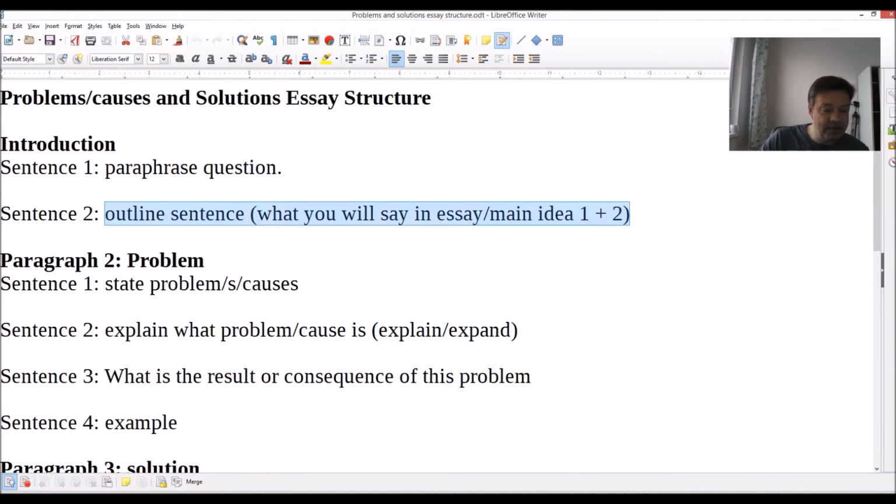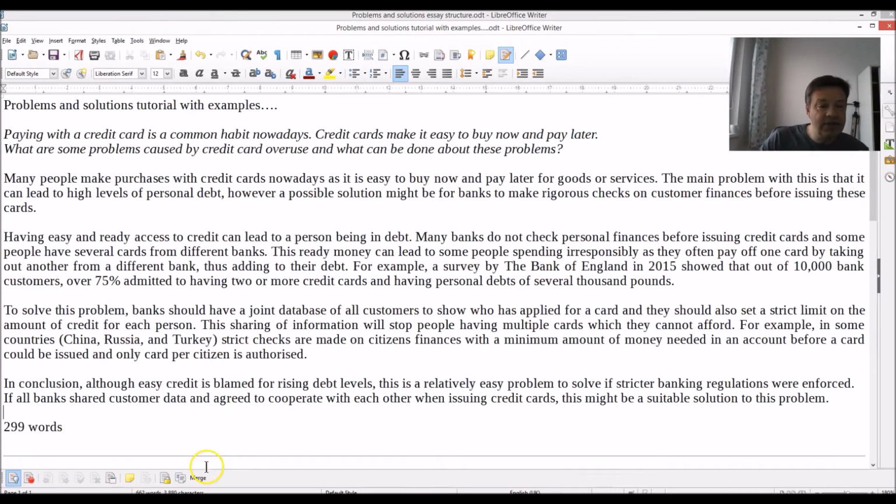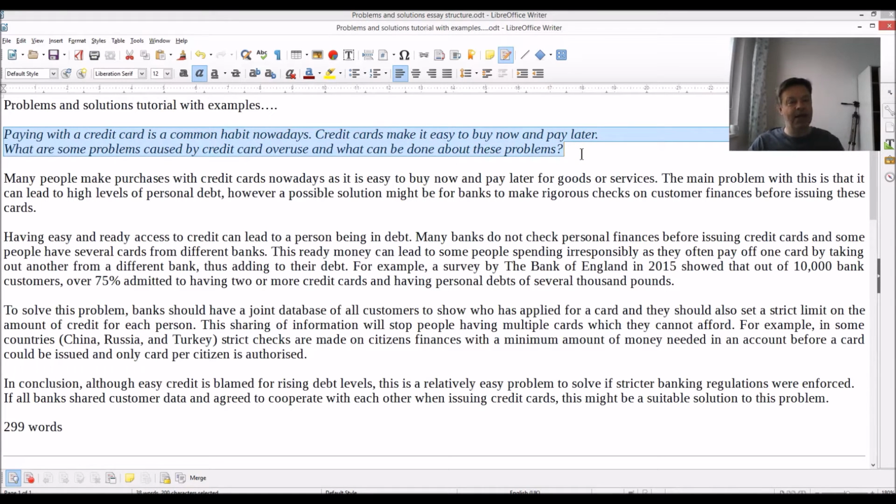Now let's have a look at a couple of examples and I'll show you what I'm talking about. So now, we'll just pause this a second. Okay, so this is the question. Paying with a credit card is a common habit. Credit cards make it easier to buy now and pay later. Okay, so that's the context. The first part of a question is always the context. It sets the scene for what the question is about, right?